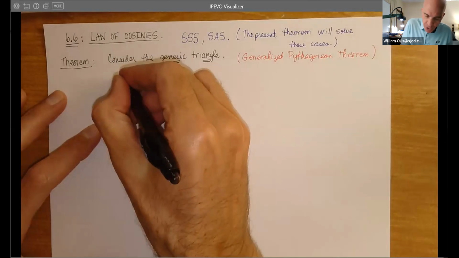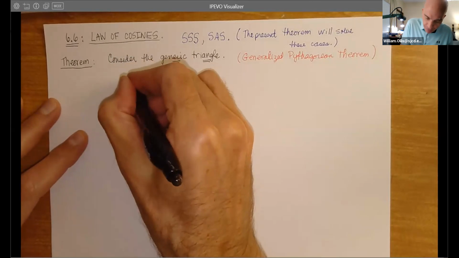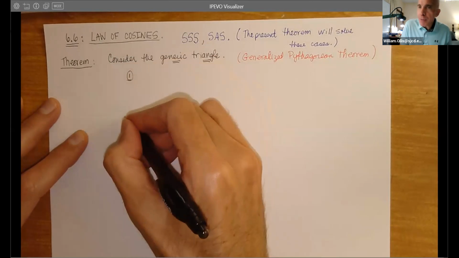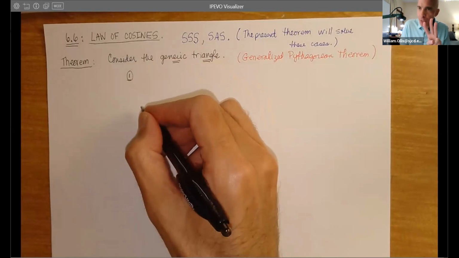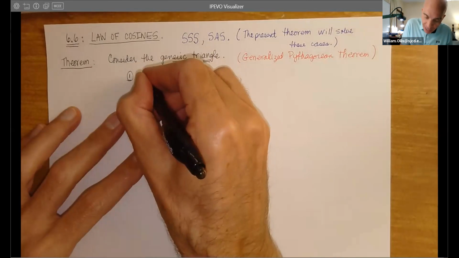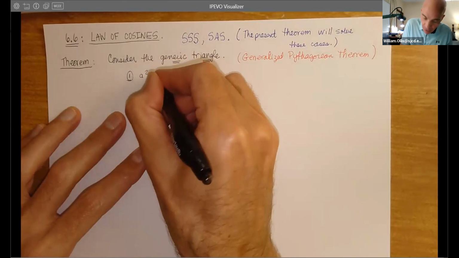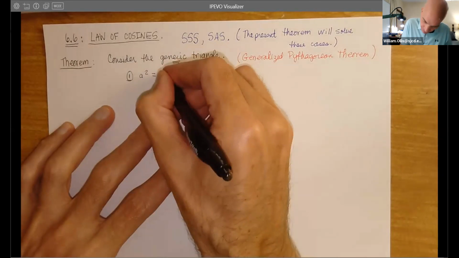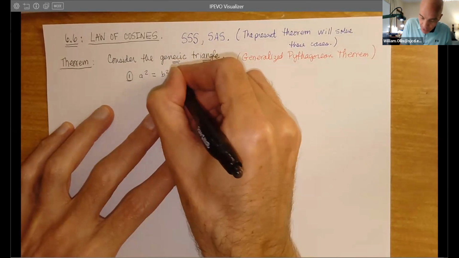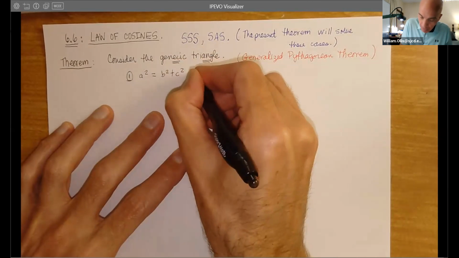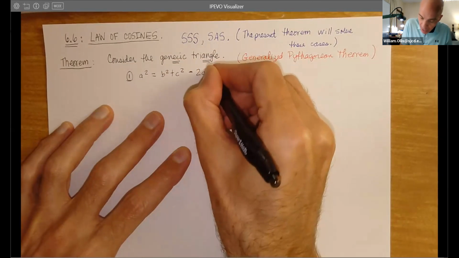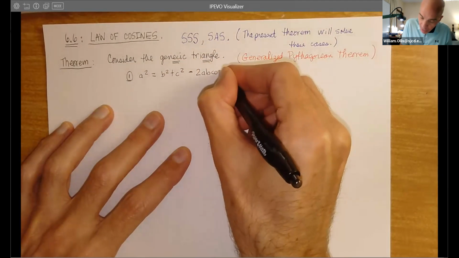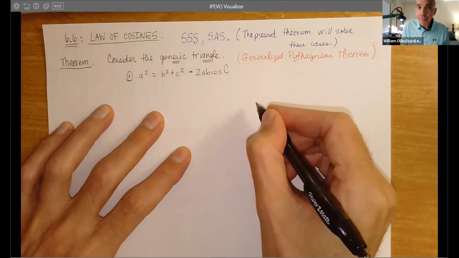So the first equation that we're going to have, and these are all going to be equivalent. So I'm not saying that there are three results. I'm just saying that they may come in different packages. So we might have a squared, where this is the a, the b, and the c from the generic triangle, is b squared plus c squared minus 2bc cosine of the angle A.